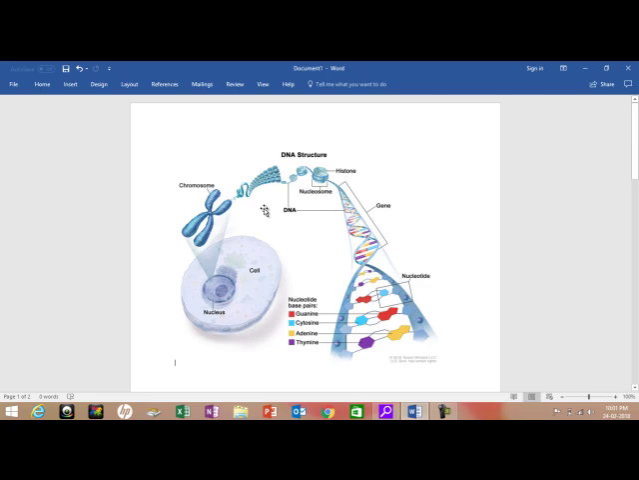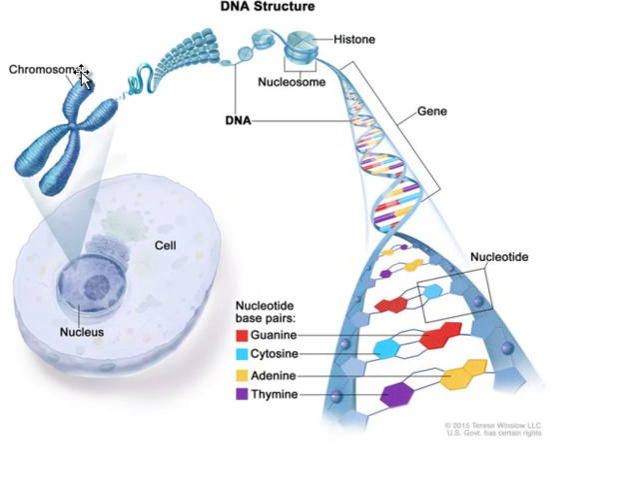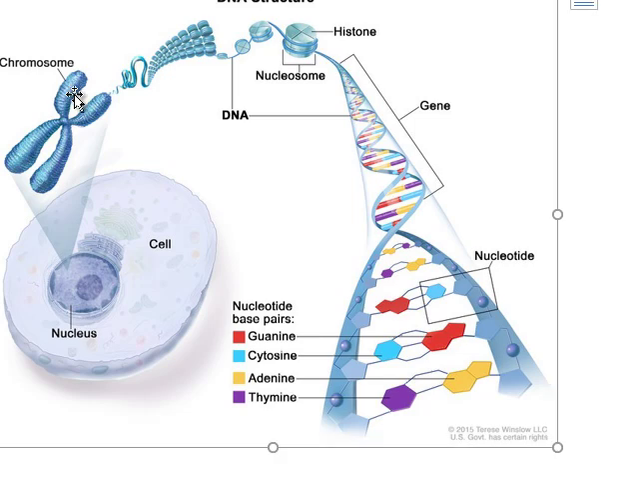So DNA is present in chromosomes. Chromosomes are present in the nucleus. Nucleus is present in the cell, and cell is the basic unit of an organism. Okay, so organisms are made up of cells. Cell contains nucleus. Nucleus contains chromosomes.